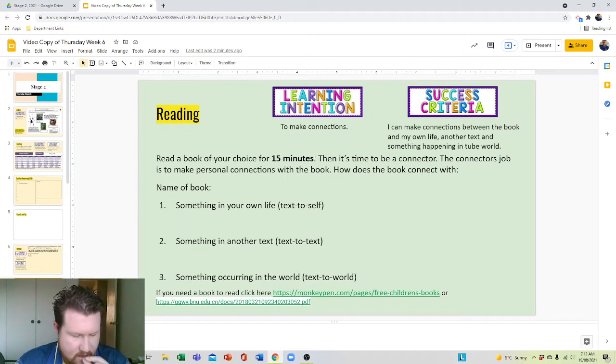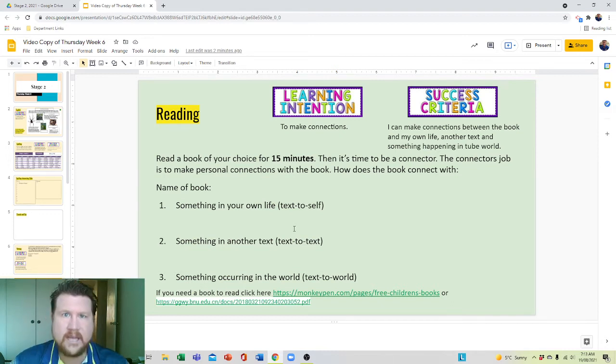Now, I see it all the time. People saying, I don't know how to connect this to my own life, another text, or occurring in the world. Okay, your own life is actually pretty easy. And it doesn't have to be a direct connection. Like if the adventure is about climbing Mount Everest, yes, you probably have never climbed Mount Everest before in your life. But that's not what the story is about. It isn't a direct comparison.